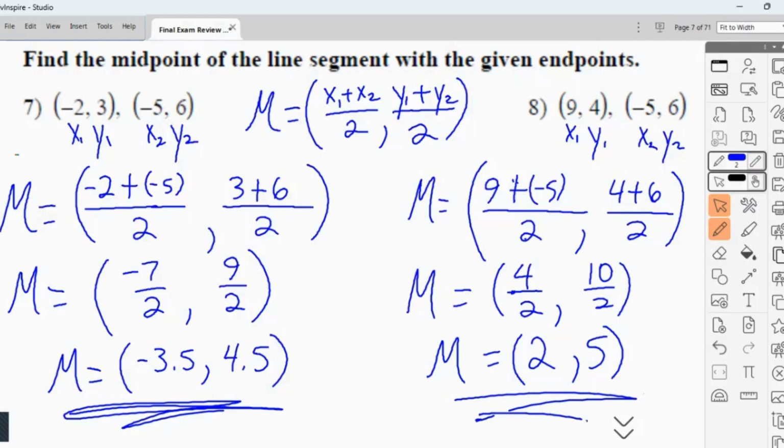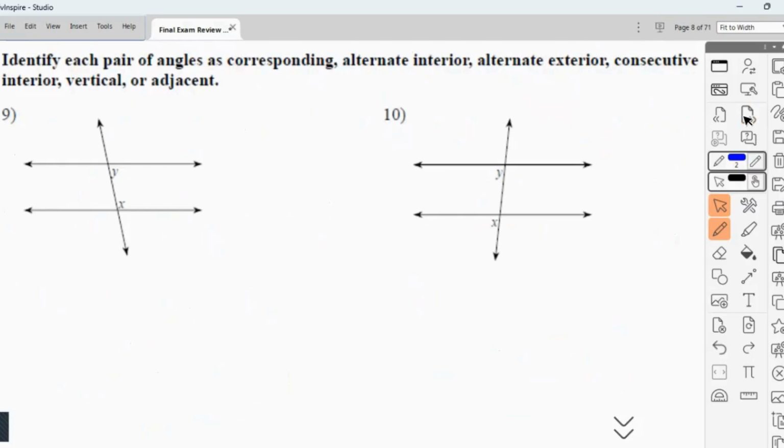So let me move on to the next ones, which will be right here. Identify each pair of angles as corresponding, alternate interior, alternate exterior, consecutive interior, vertical, or adjacent. In the case of number 9 right here, take a look. You're going inside here, right? Both of those are consecutive, and they're on the inside. You notice that? So these are called consecutive interior. Got it?